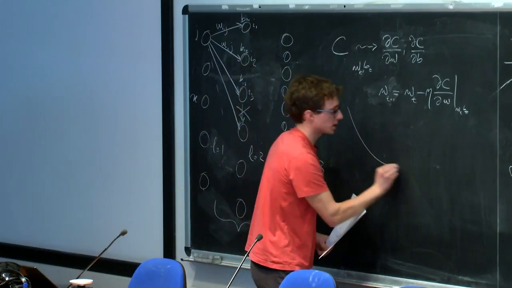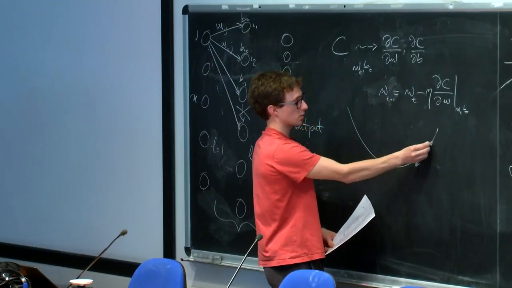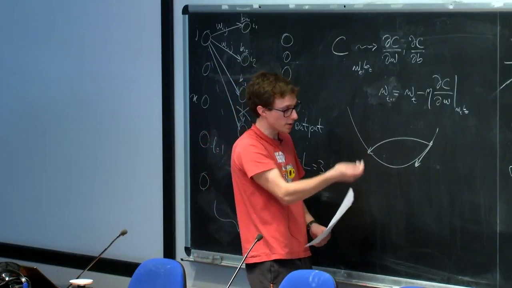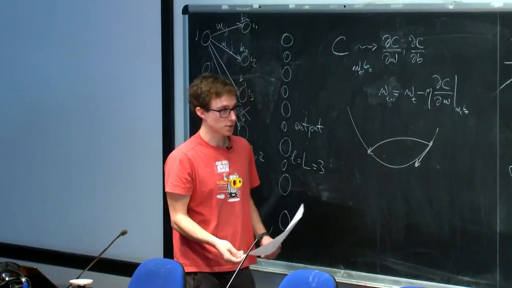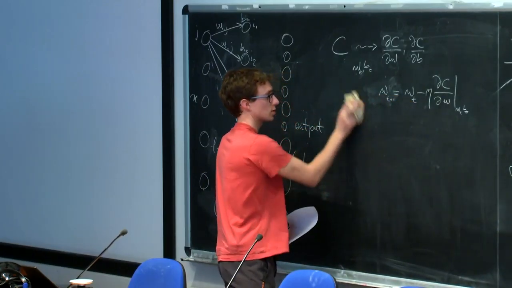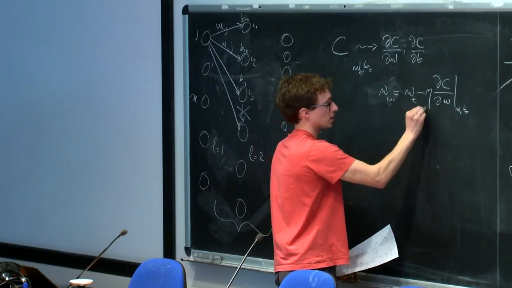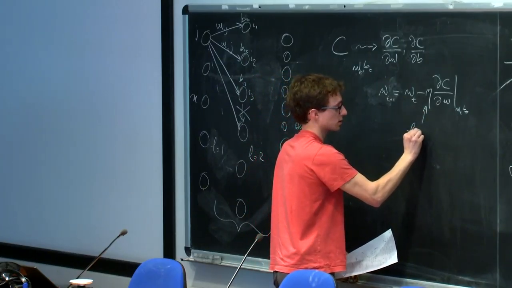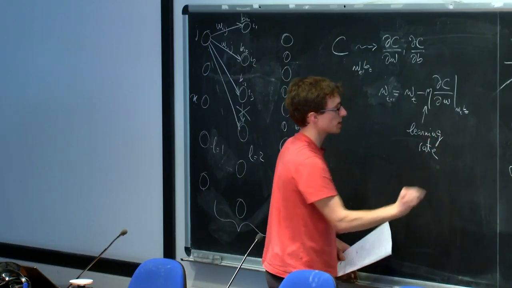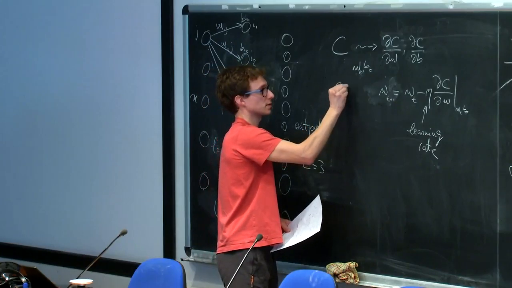Otherwise, you have a function like this, and if you're here, you take the gradient, you make a jump like this, and you never converge. So this learning rate has to be small enough. Again, this requires a lot of cooking and trial and error to find, but you have to set one. So this is the learning rate. And this is the stochastic gradient descent.